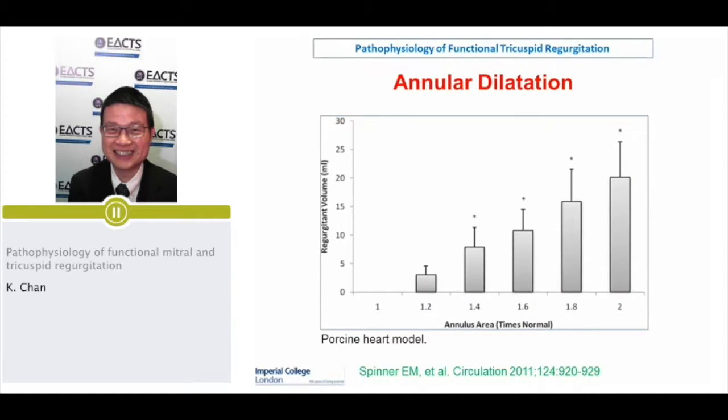But a tricuspid annular diameter of 70 millimeters, which is twice that above normal, is really quite a dilated tricuspid annulus. And this study on porcine hearts shows that tricuspid regurgitation rarely starts to occur when the tricuspid annulus is dilated to 1.4 times above normal. And so it does suggest that perhaps 70 millimeters is too high a threshold for an indication of tricuspid annuloplasty, and that it may be necessary to decrease the threshold a bit.